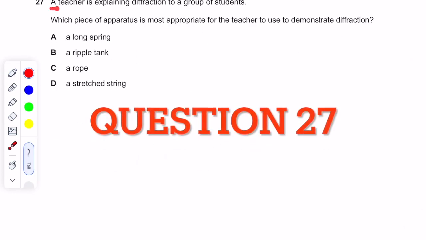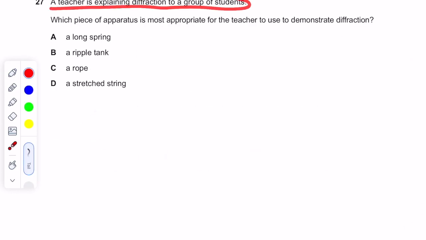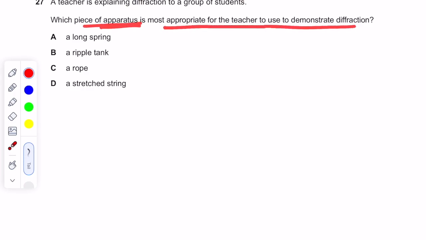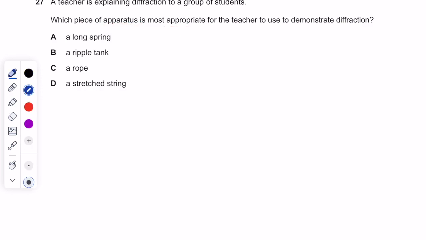A teacher is explaining diffraction to a group of students. Which piece of apparatus is most appropriate for the teacher to demonstrate diffraction? First, we need to understand what diffraction is.